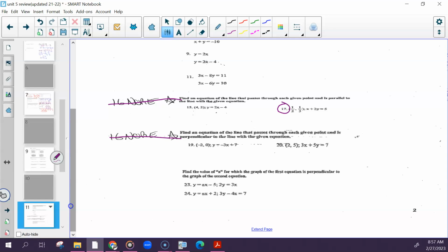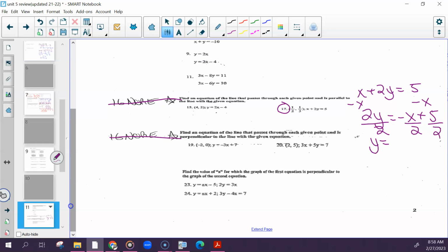The wording is a little small, but it says find an equation of the line that passes through each given point and is parallel to the line with the given equation. So first, we have to solve this. If you can't see that, it says x plus 2y equals 5. So we're going to solve that first. Subtract x on both sides, and divide everything by 2. So this equation would be -1/2x plus 5/2.